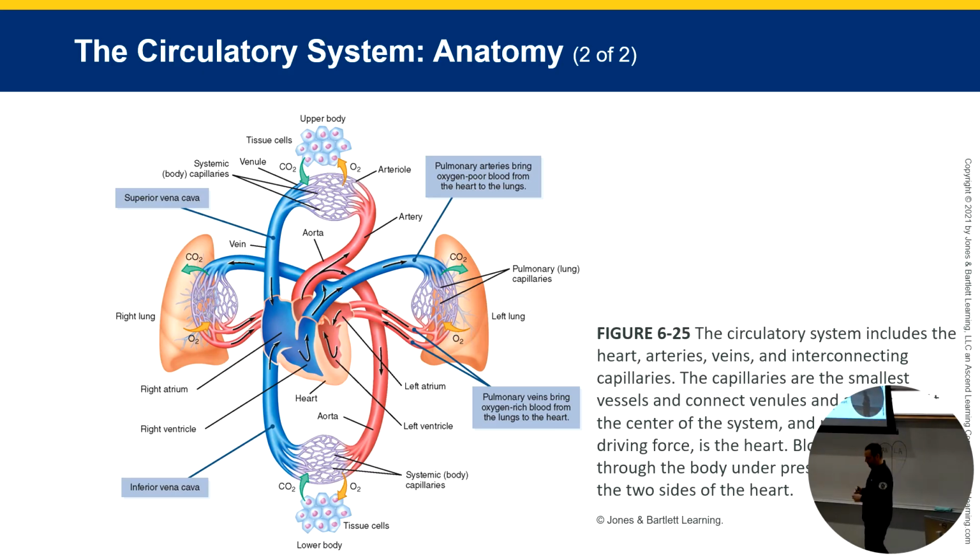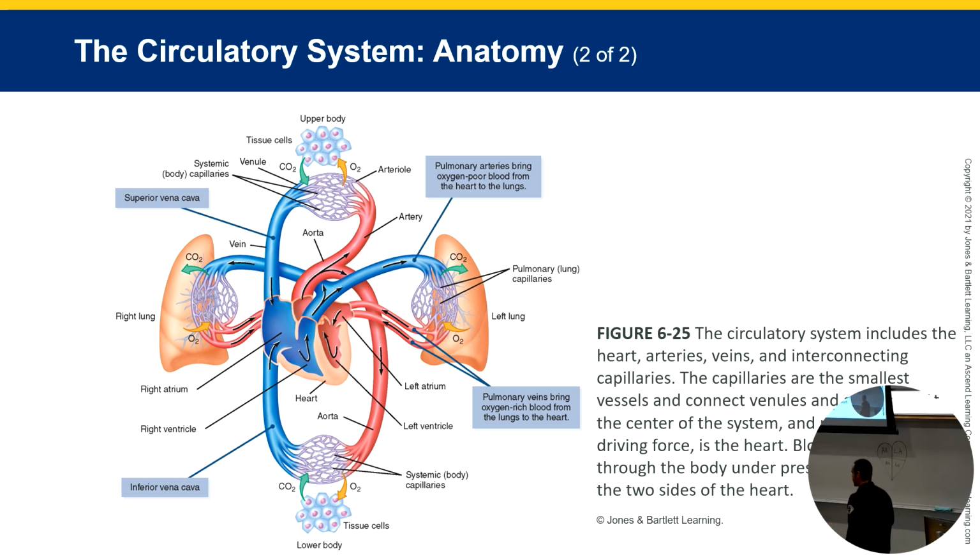Perfect. Now, inferior to that, you have two other chambers. These are called ventricles. We have a right ventricle. We have a left ventricle. Perfect. That's step one. We now have a heart.